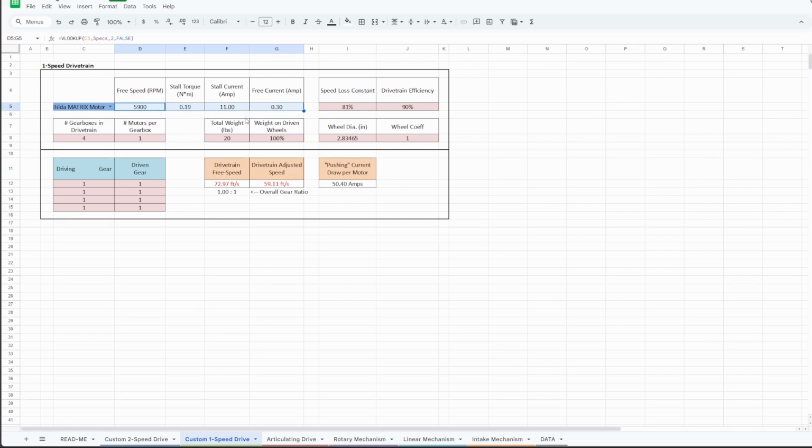We see that it has a free speed of 5,900 rotations per minute, which is really, really fast. Really fast moving things tend to have a very small stall torque value. And this one has a stall torque value of 0.19 newton meters, which is not a lot. We also know that really fast things will have a pretty high stall current. Like the smaller stall torque, it's very easy to stall, so you're going to draw a whole lot of amperage. But we also see that the free current, so when current's just running through the motor, is 0.3, which is really small.